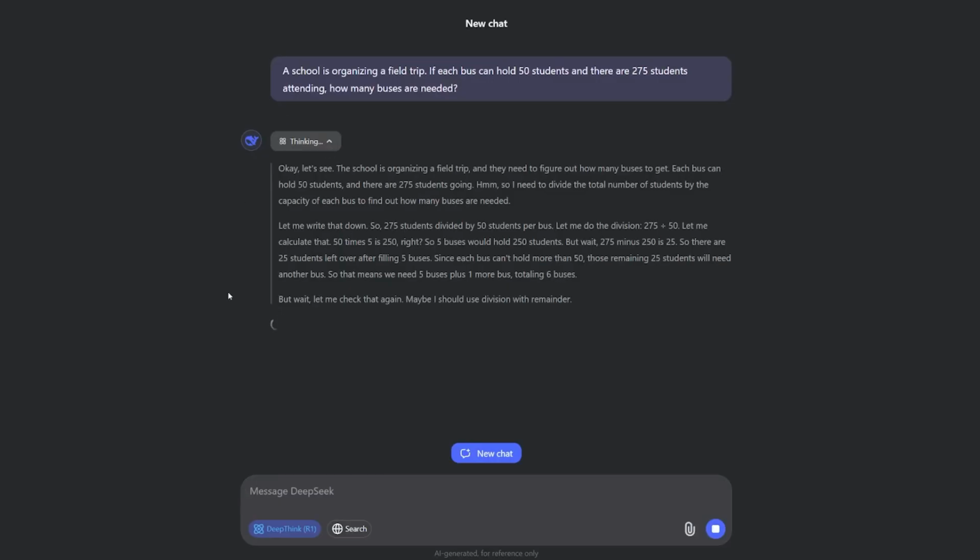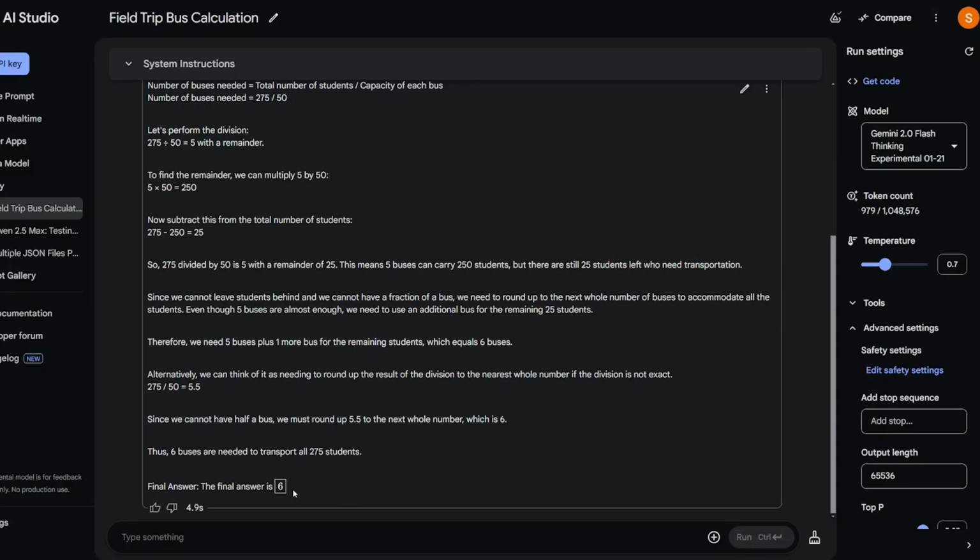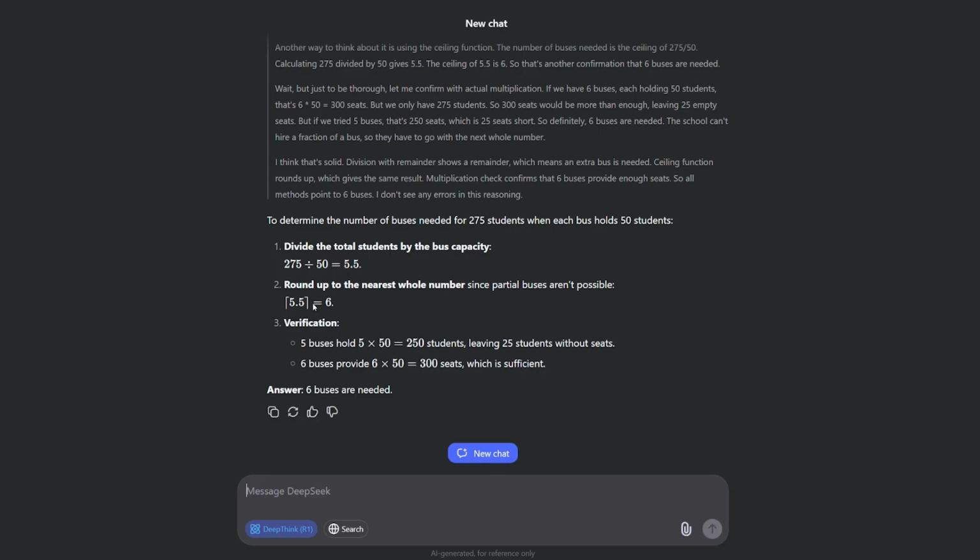Well, DeepSeek is still working on finding the solution. Gemini already found the correct answer, which is at least 6, which is correct. Yeah, at least we need 6 because 5.5 means 6 buses. And DeepSeek also got the correct answer, but I feel it's more transparent. I mean, it shows you divide the total students by the bus capacity, and get 5.5, as I said, round it up to 6. And the final answer is 6.